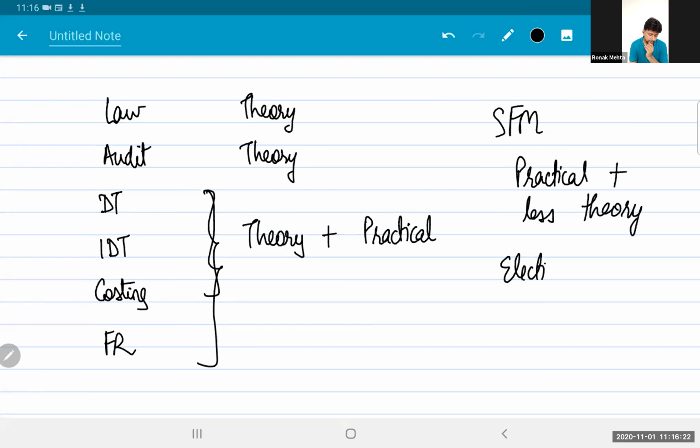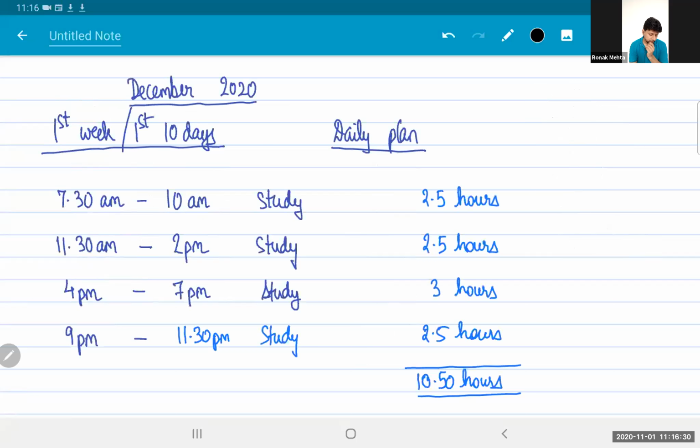And the elective paper, it depends on what elective paper you choose, so I won't put it into any category. But the point is, why did I do this with you? If this is the planning that you are sticking to for the first week or first 10 days, study something like law, 7:30 to 10. Then study 11:30 to 2. Study law for 5 hours. And then as a combination, say you take SFM.